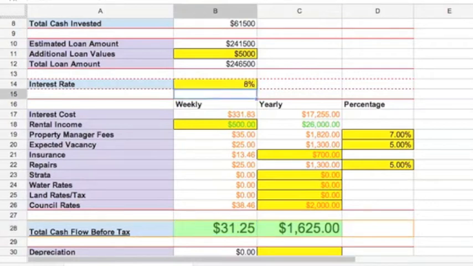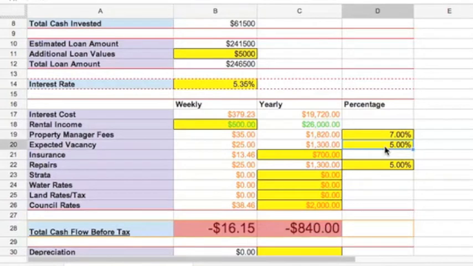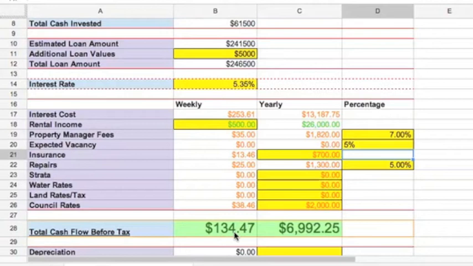If that went to 8%, then we'd actually be in the arrears by $16 per week. So you can tweak things and see what effect they have on your cash flow. Let's say we're going to have the tenant for the entire year, so we'll delete that. We'll now get $134 instead of what we were getting before, which was $109. So if we didn't have any vacancies, then we'd be up that $25 per week.